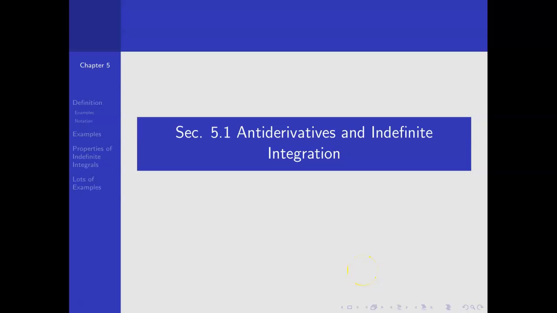Today's lecture is about antiderivatives and indefinite integration. We are starting the integral portion of Calculus 1. We're going to start with antiderivatives, and that is partly a bridge to derivatives, but we're working our way to the fundamental theorem of calculus, which is the complete bridge between Calc 1 and Calc 2.